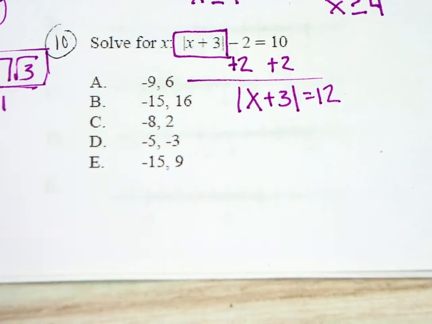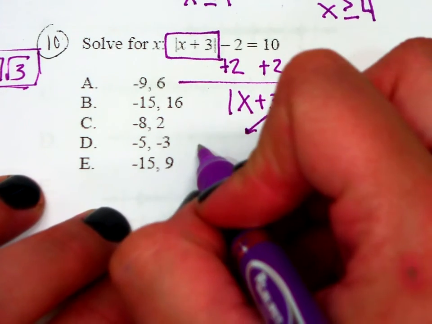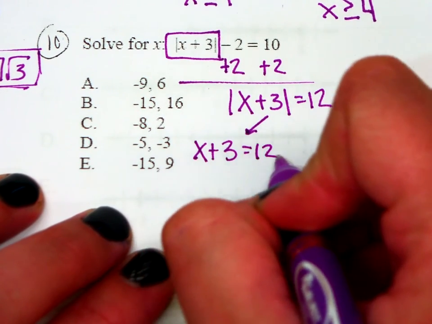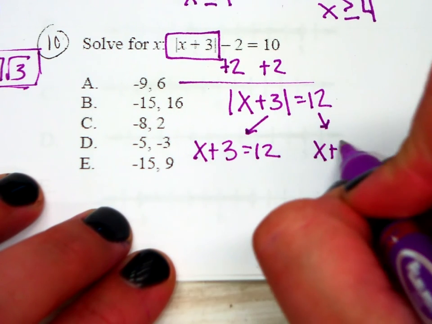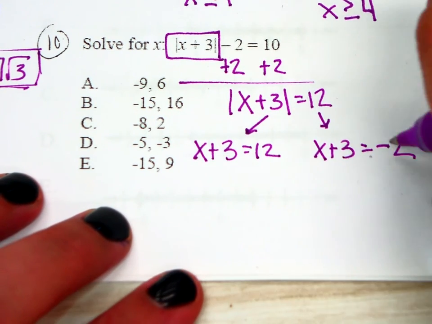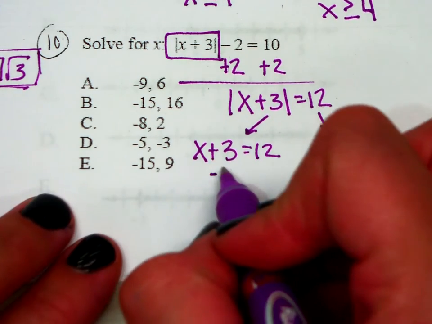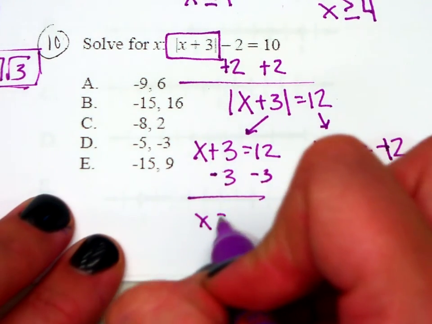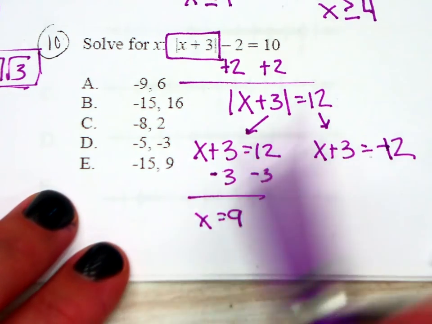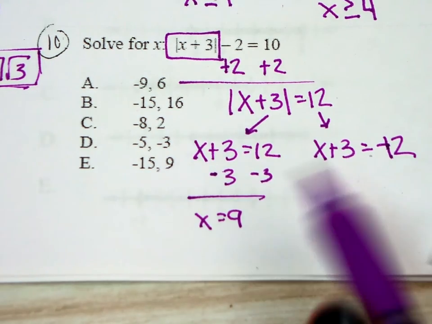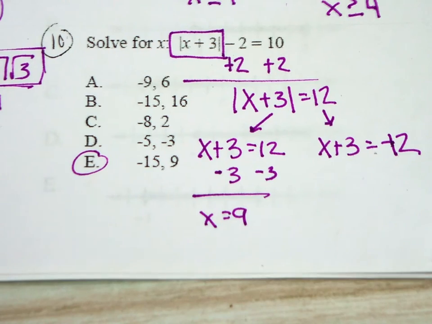Now my absolute value is isolated, so I can break it up into my 2 cases. X plus 3 equals 12. X plus 3 equals negative 12. Oh, not negative 2, sorry. Okay, now I'm going to solve. Subtract 3. X is equal to 9, so positive 9. Just by solving that one, I automatically know that my answer is E.